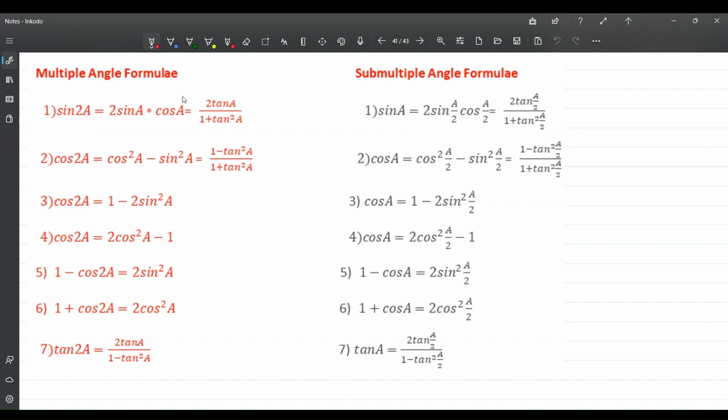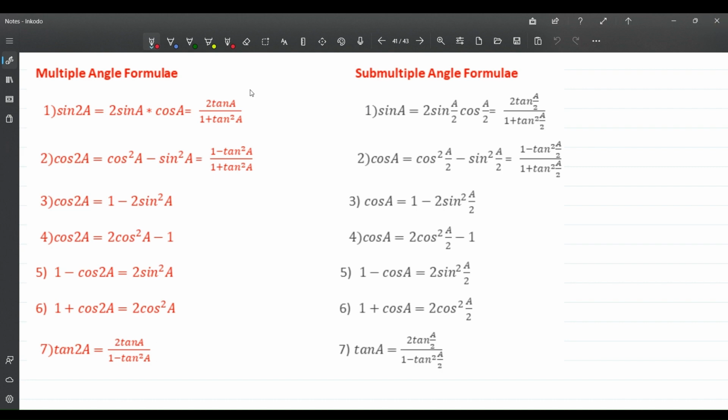Similarly, in this unit we have to know the multiple angle as well as submultiple angle formulas. On screen you can see sin 2a is equal to 2 sin a cos a, or 2 tan a divided by 1 plus tan square a. Second one is cos 2a is equal to cos square a minus sin square a, which is equal to 1 minus tan square a divided by 1 plus tan square a. Similarly, from this formula you can derive cos 2a is 1 minus 2 sin square a. Fourth one, cos 2a is equal to 2 cos square a minus 1.